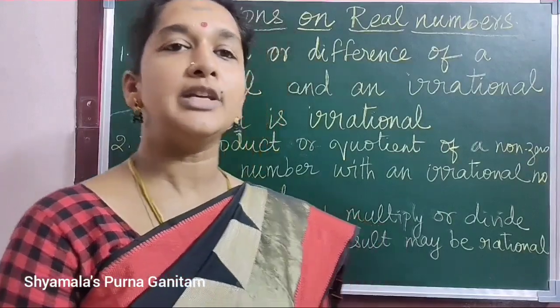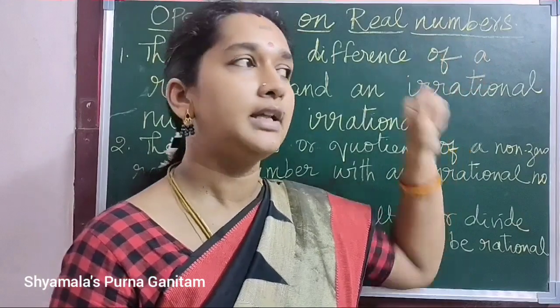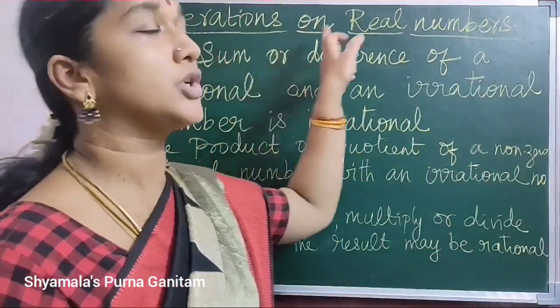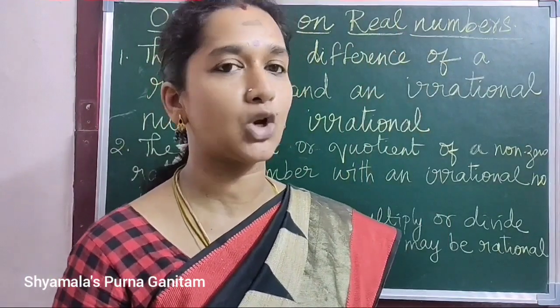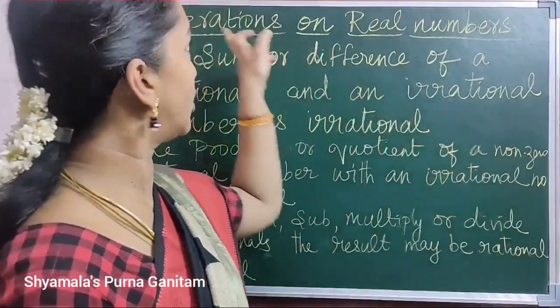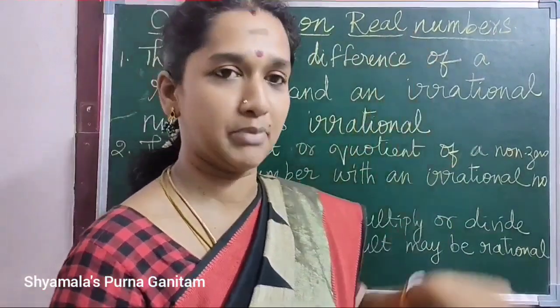In this video, we'll see operations on real numbers. So what are real numbers? Real numbers are rational and irrational numbers. Operations on real numbers. So what are operations? Four operations we have: addition, subtraction, multiplication and division. So in this video, we'll see operations on real numbers.